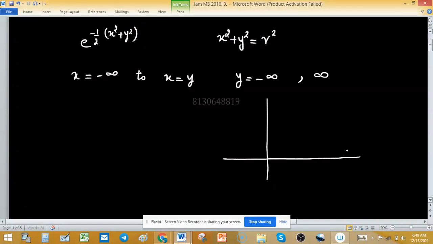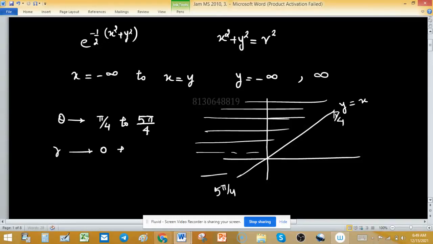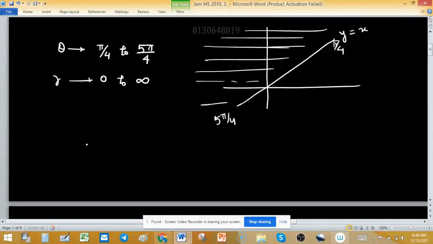Suppose this is the xy coordinate system, and this is the line y equal to x, and x is varying from minus infinity to this line. So this is the region of integration, meaning the left part of the line y equal to x. In this, theta is varying from pi by 4 to pi by 4 plus pi, meaning 5 pi by 4. So theta is varying from pi by 4 to 5 pi by 4, and r is varying from 0 to infinity. Use these new limits of r and theta to solve this problem.